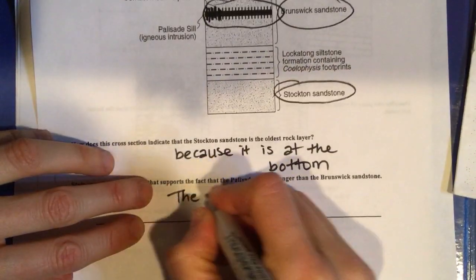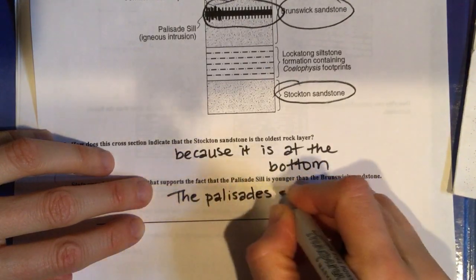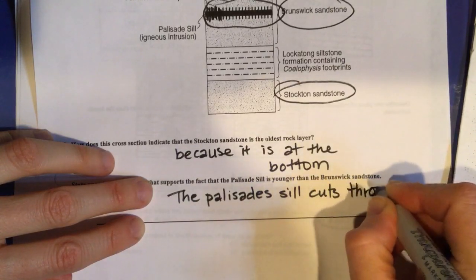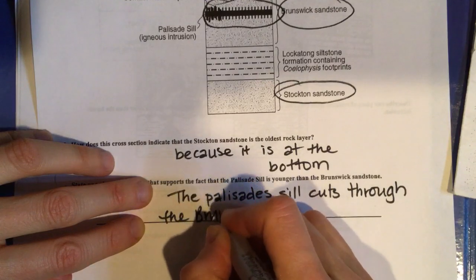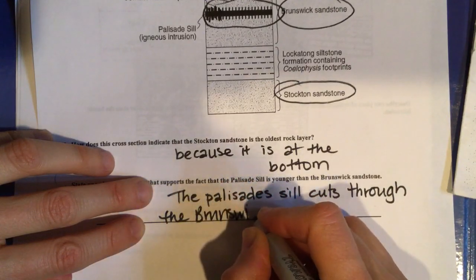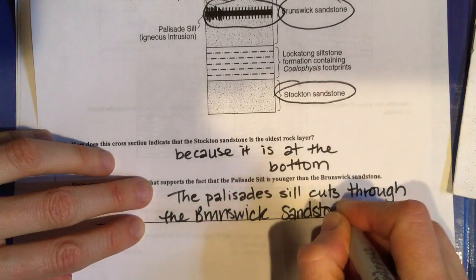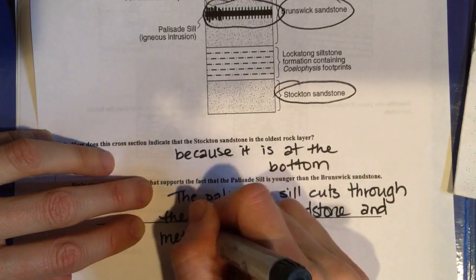The Palisade sill cuts through the Brunswick sandstone and metamorphizes it.